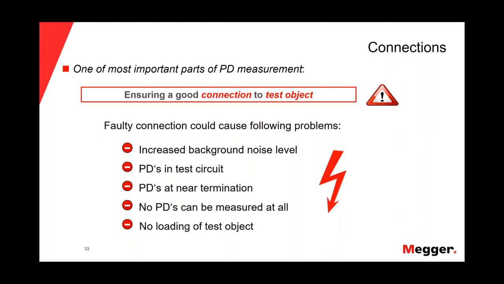we are very careful doing all the connections between the cable under test and our unit, because a faulty connection could cause increased background noise level, or maybe we could create partial discharge in the circuit. We can put partial discharge in the circuit doing a faulty connection, or maybe we'll create a partial discharge at the near termination. The other problem we can have with a faulty connection is that no PD, no partial discharge activity will be measured at all, or we will not be able to load the test object, okay? So it's important to have a very good connection between the PD equipment and the cable under test.